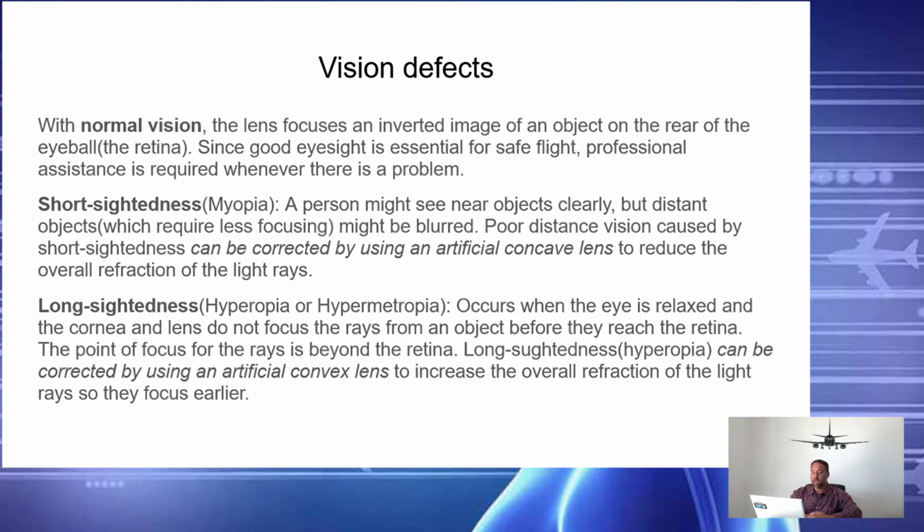Long-sightedness, hyperopia or hypermetropia, occurs when the eye is relaxed and the cornea and the lens do not focus the rays from an object before they reach the retina. The point of focus of the rays is beyond the retina. Long-sighted hyperopia can be corrected by using an artificial convex lens to increase the overall refraction of the light rays so they focus earlier.